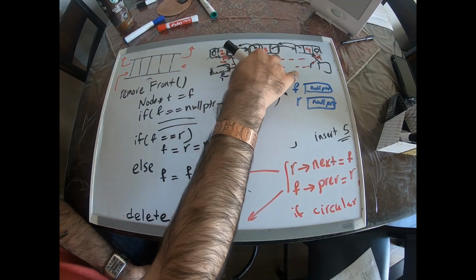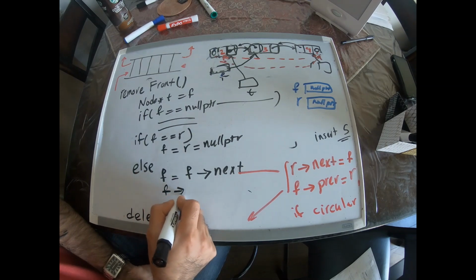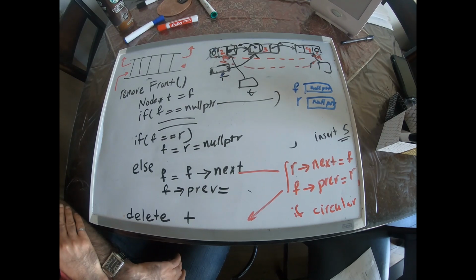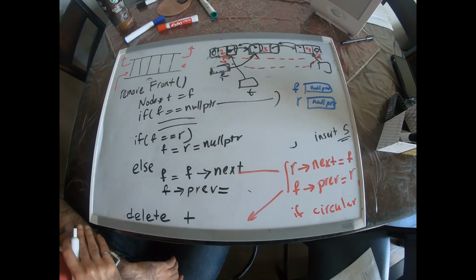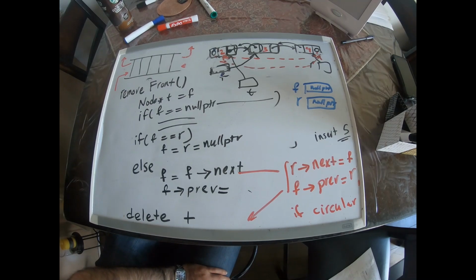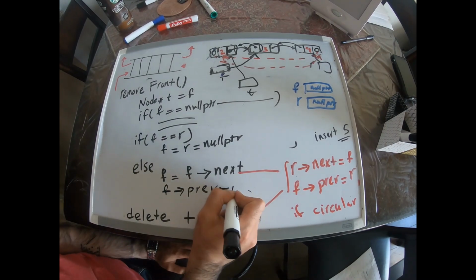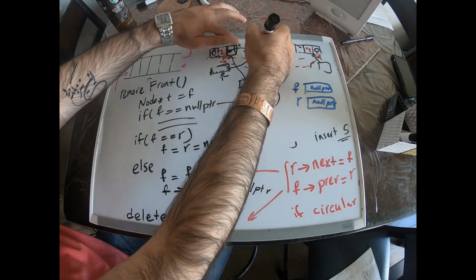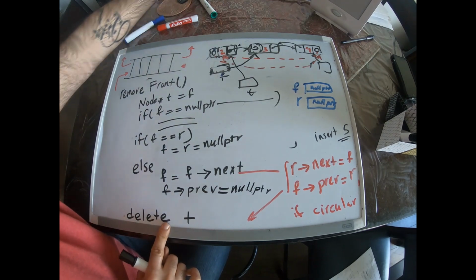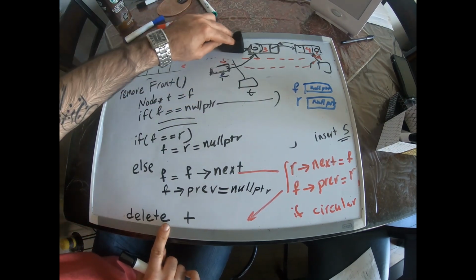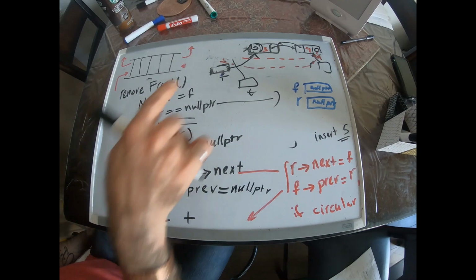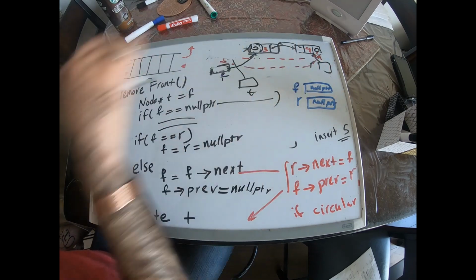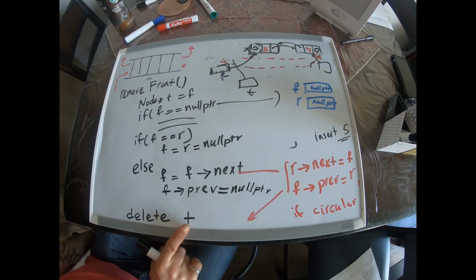Now, do we have access to it? Yes, because now this is going to be f arrow previous. What do I want to make it? I want to make it 0. I want to make it null pointer, right? So we make this one 0, and then we delete T. So whatever T is pointing to, we're going to delete this. Okay, so now this is our linked list. This is our new front. This is our rear, and we delete T, right?